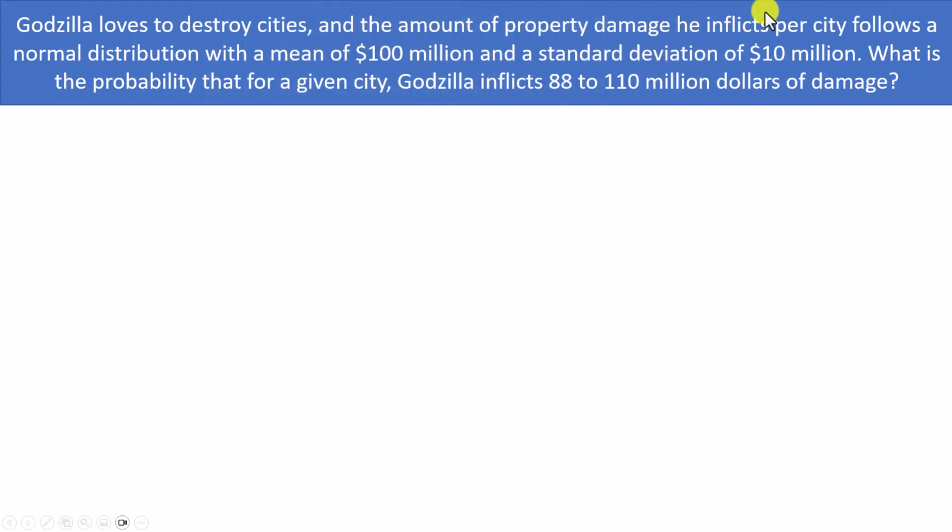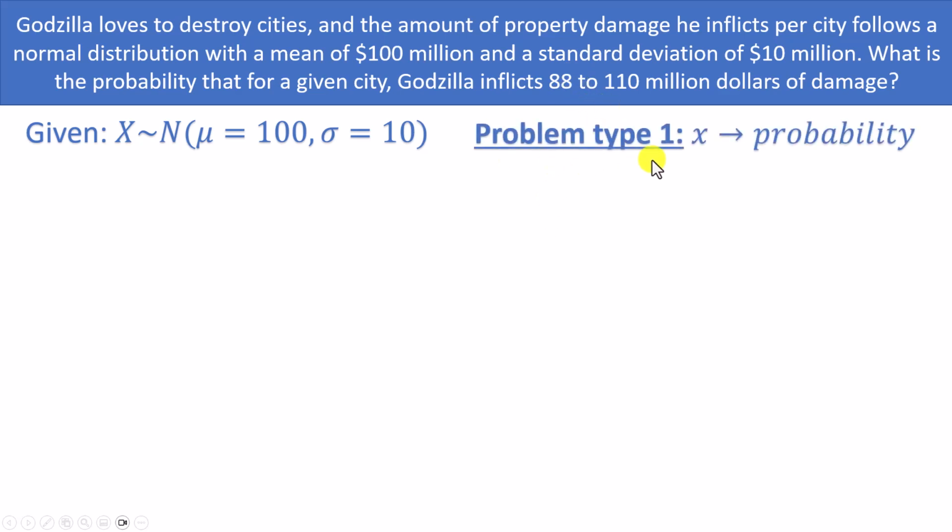We have the exact same information here, but the question at the end is a little bit different. It asks, what's the probability that for a given city, Godzilla inflicts $88 to $110 million of damage? So just like last time, we have the same exact given information. It's still following a normal distribution with a mean of 100 and standard deviation of 10. And if you read this here, once again, they're asking the same type of question. They're asking about a probability related to values of x, which in this case is representing our dollars of damage, right? So again, just like last time, it's going to be a problem type number 1, where we're going from x to probability.